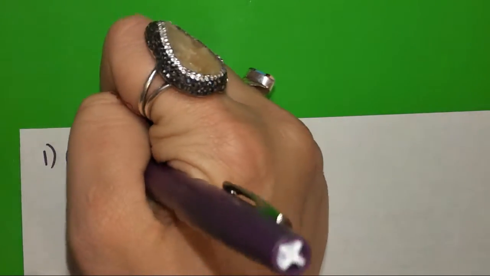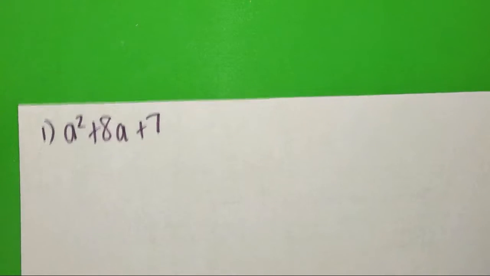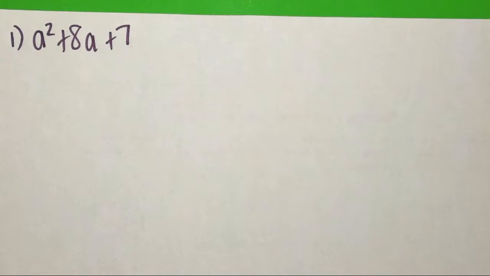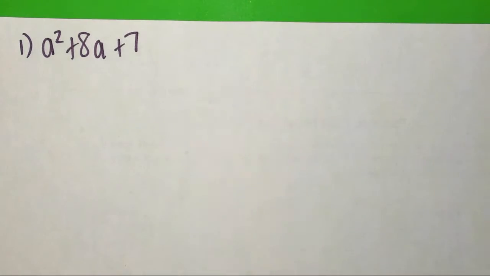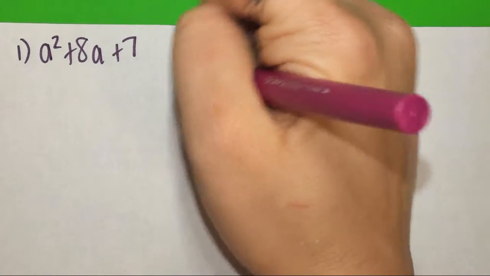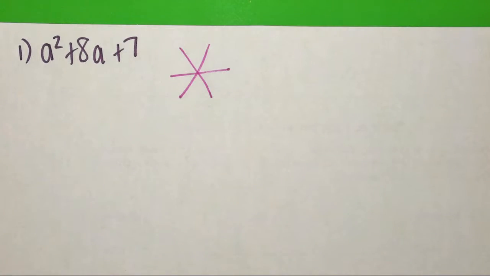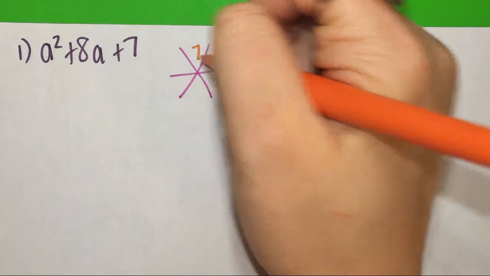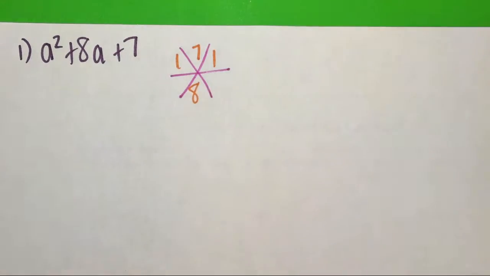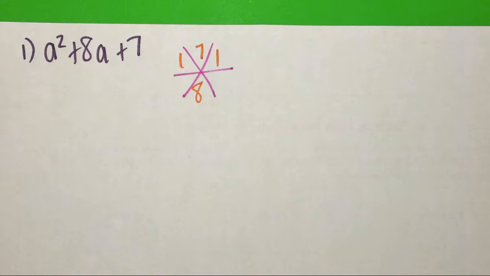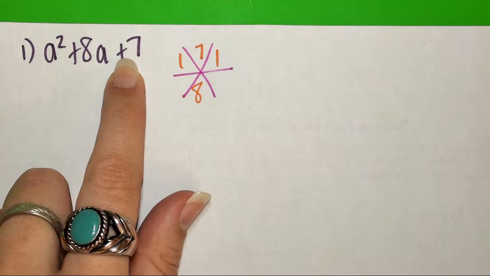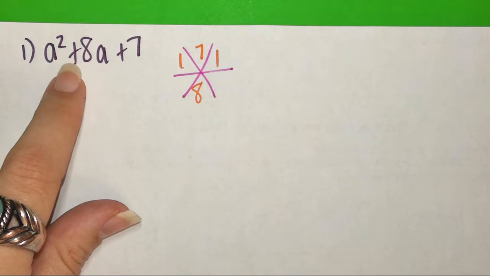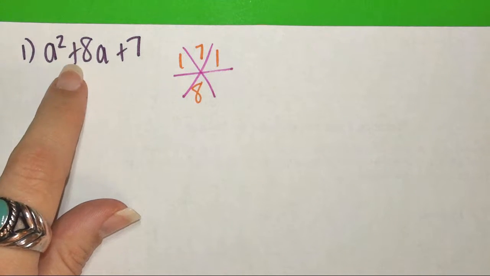A squared plus 8a plus 7. Alright, so the first thing we do is what? Draw the star. What goes on the top and the bottom? 1 and 1. Now, it says to look at C on page 28. If C is positive, both factors match the sign of B. Is C positive? Yep. Okay, so both factors are going to be what? Positive, because they match this.